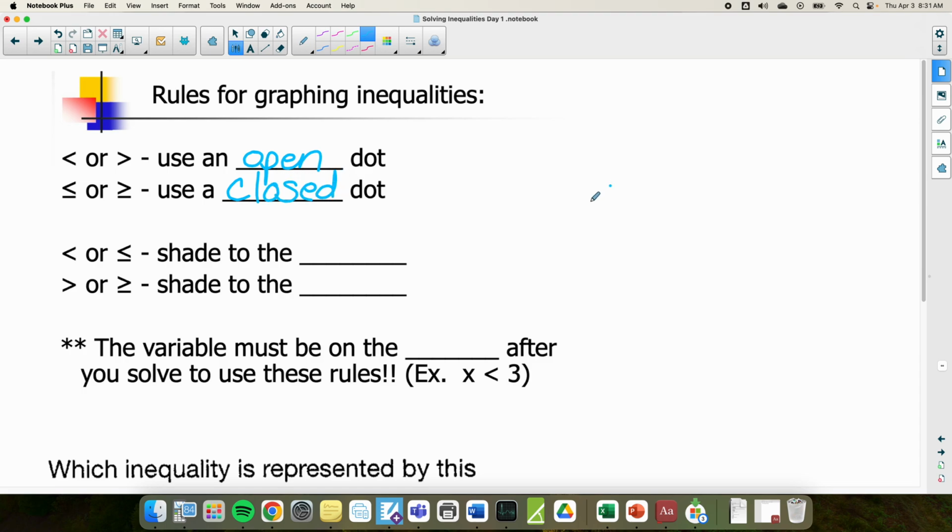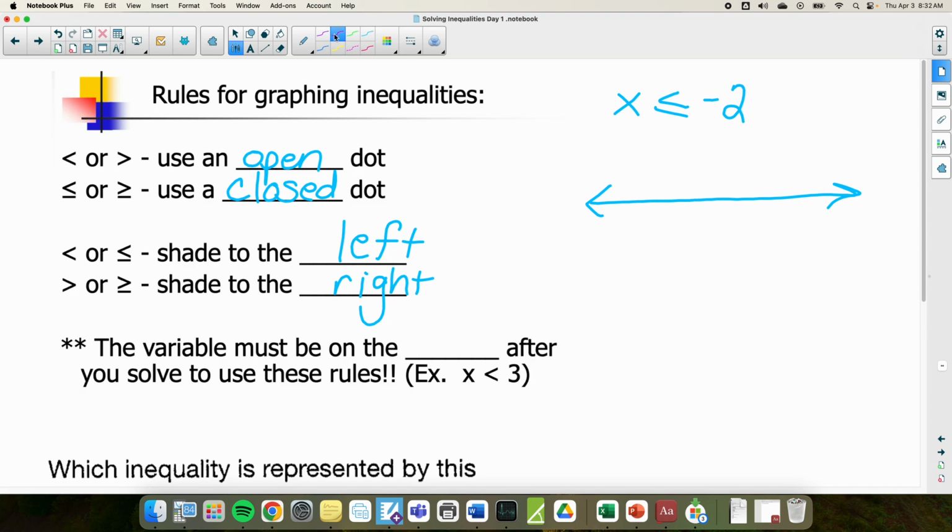And then if you have a number line, and remember your variable you always want to have on the left-hand side. If it's less than, what we're going to do is exactly what you would think. Less than would go towards the left, and then greater than, you would go to the right, because that's where your bigger numbers are. And then this is what I've been talking about. Your variable always has to be on the left after you solve it. Okay.